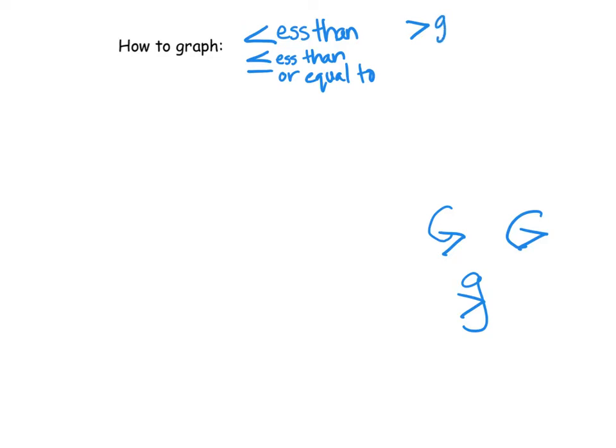So here we go. Greater than. And then what if it had a line underneath it? What does that mean? Perfect. Greater than or equal to. Good.